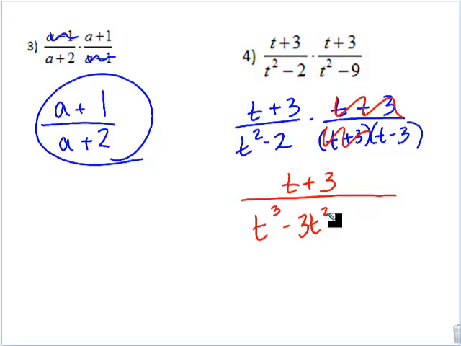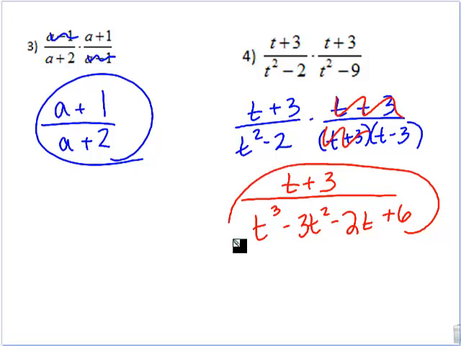Yep. Now let's take our negative 2 times our t. Minus 2t. And then negative 2 times our negative 3 would be our plus 6. So there we foiled, or we thought about distributing. Is that one okay?